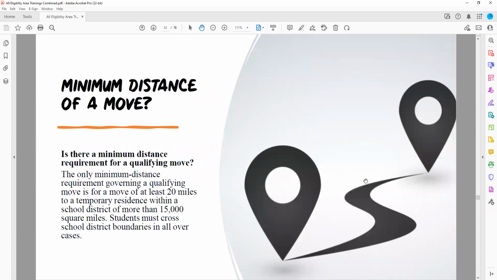Is there a minimum distance? Remember, they have to at least cross school district boundaries, or in those states that only had one district, they would have to go at least 20 miles.